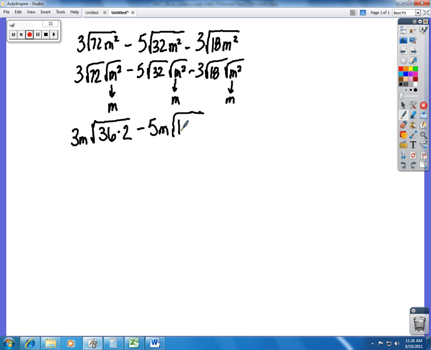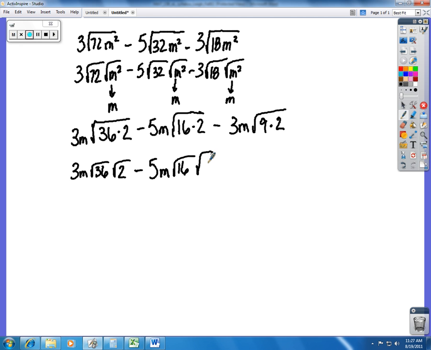Alright, so now lastly we're going to tackle this 18. Again, I brought that m out in front. 18 I'm going to break down to 9 times 2. Okay. Now that I have these broken down, I can do the same break apart thing that I did up initially here. So I have 3m times the square root of 36 times the square root of 2 minus 5m times the square root of 16 times the square root of 2 minus 3m times the square root of 9 times the square root of 2.